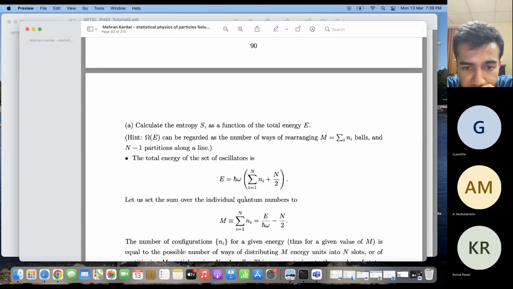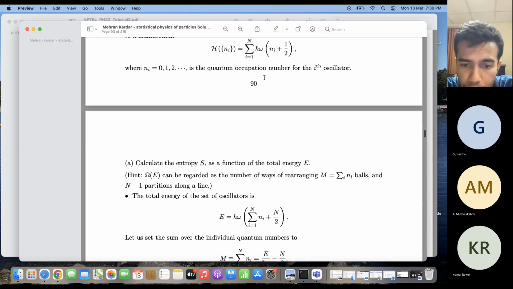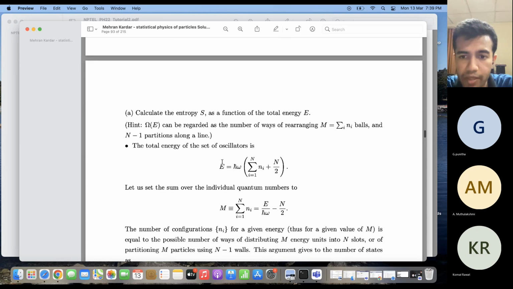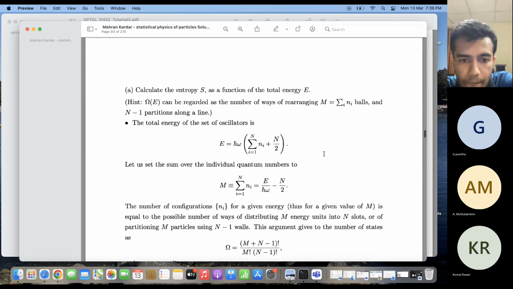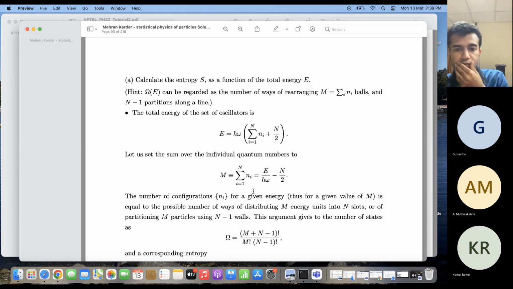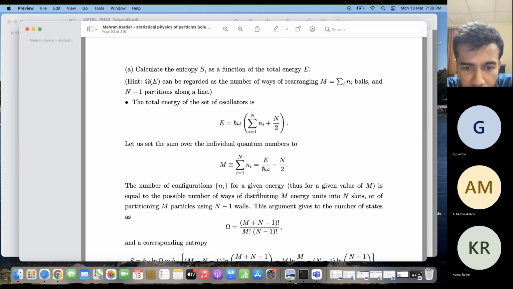So the total energy of the set of oscillators is equal to h cross omega times the summation over i equal to 1 to n of ni, plus n by 2 factor coming in from this half over here. This is the total energy of the set of all oscillators, so this is the constraint which my oscillators should satisfy. Now the summation over the individual quantum numbers becomes equal to E by h cross omega minus n by 2. So n1 plus n2 up to nn gives me the sum over all quantum numbers, m.